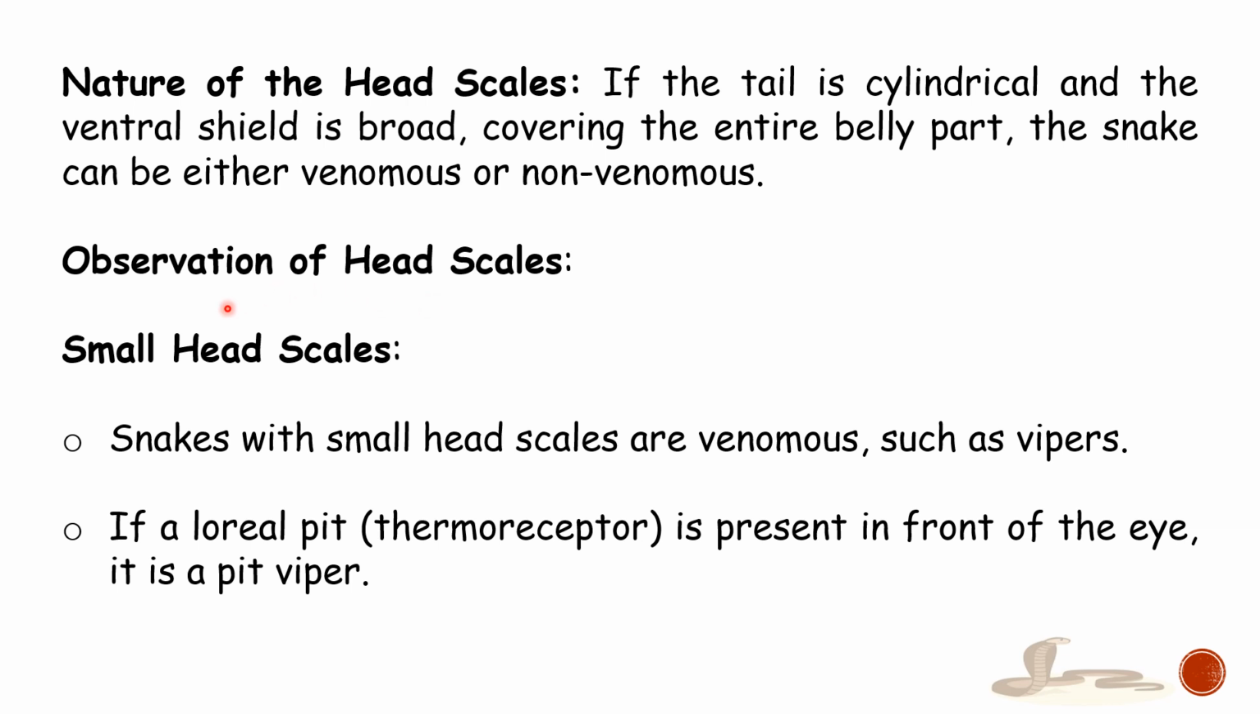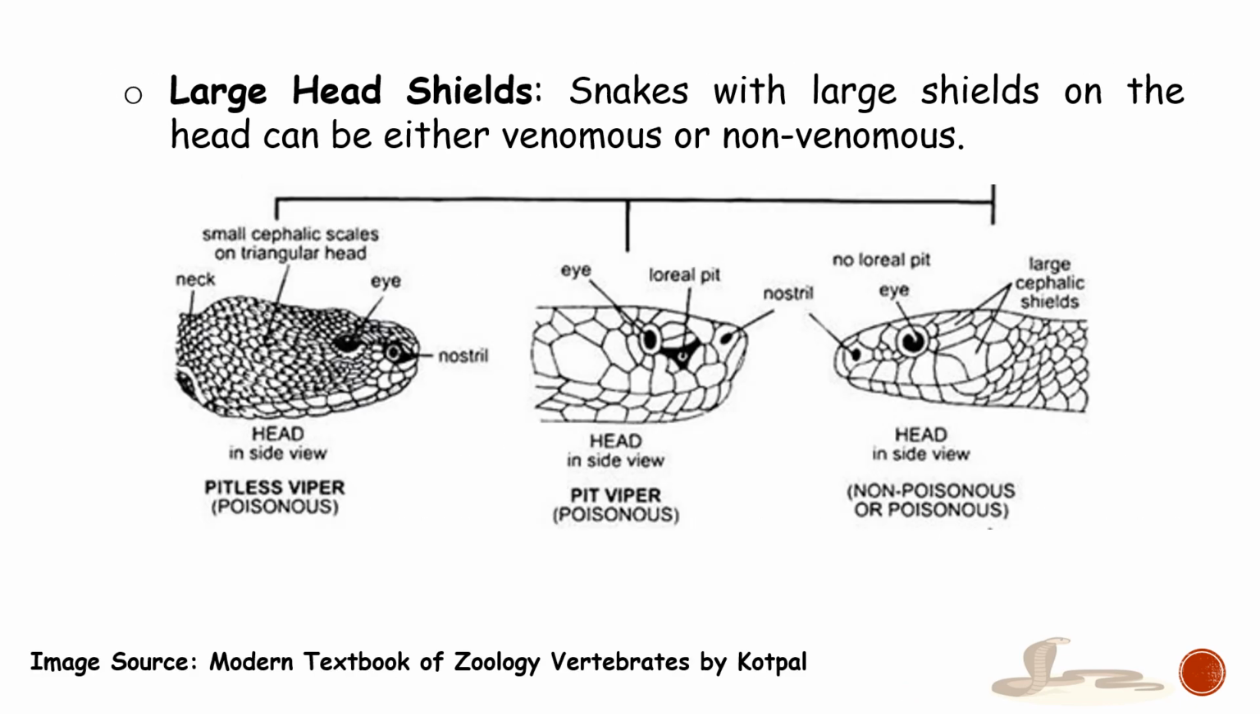If you encounter small head scales, then snakes with small head scales are basically venomous. They are vipers. In these vipers, if we see small head scales like this, this is basically a pitless viper. On the other hand, here this is also a poisonous pit viper because you could clearly see the presence of a pit here. If the pit is present, then it is a pit viper.